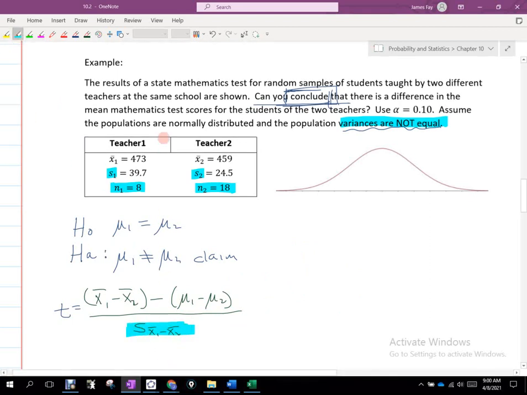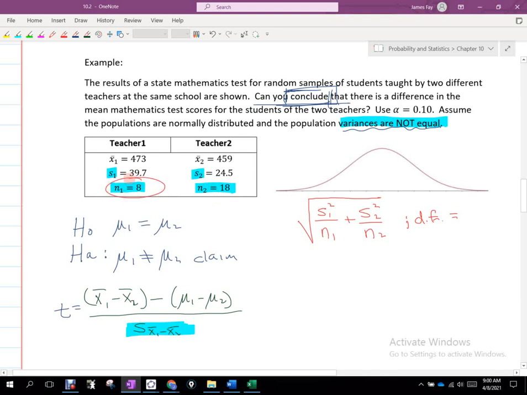Because the variances are not equal, that formula is found by taking the square root of the variance of sample 1 divided by sample 1's size, plus the variance of sample 2 divided by sample 2's size. And our degrees of freedom will be the smaller of the two sample sizes minus 1.